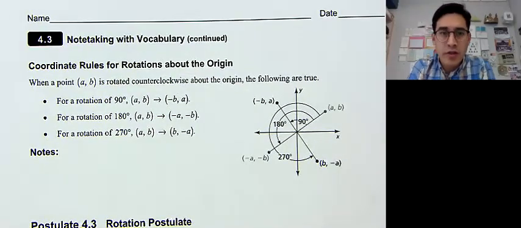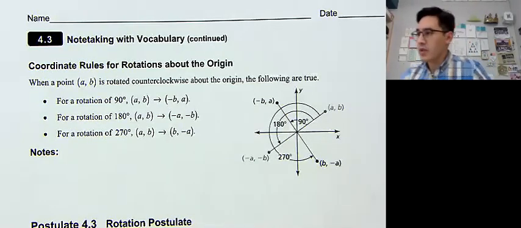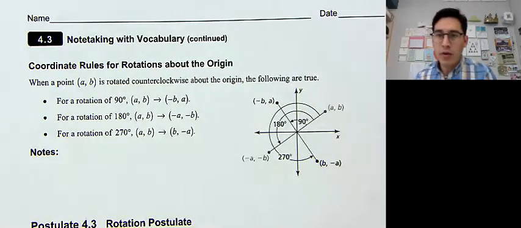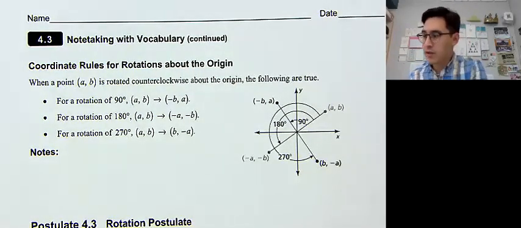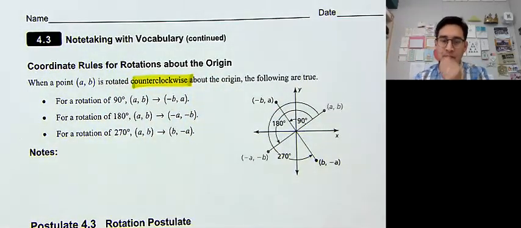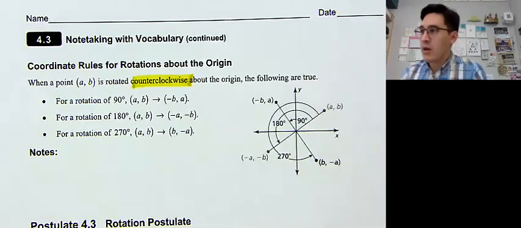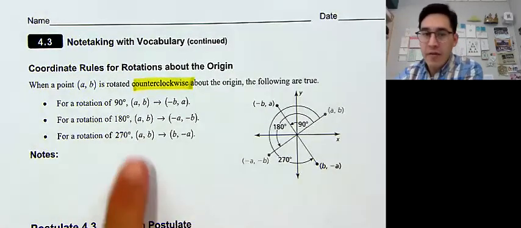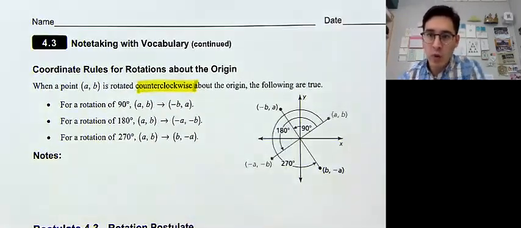Hey, this video is going to cover section 4.3, which is rotating figures and images in the coordinate plane. One very important thing to note is that when we perform rotations, the default direction is to rotate counterclockwise. So we have here a bunch of rules for how to get the coordinates of a rotated image.